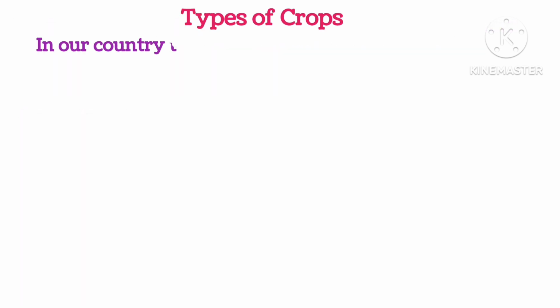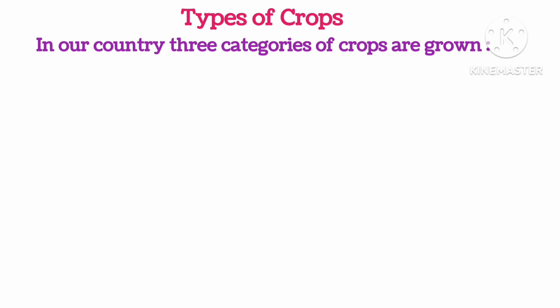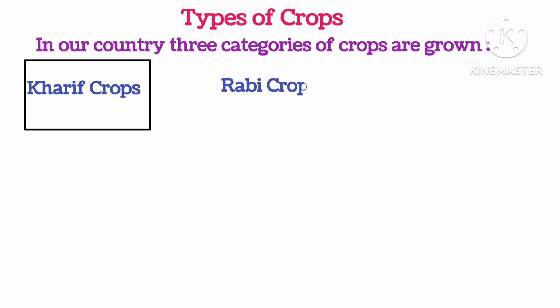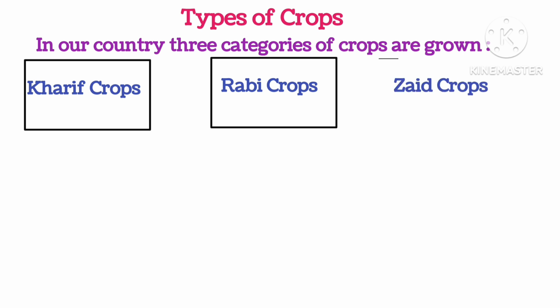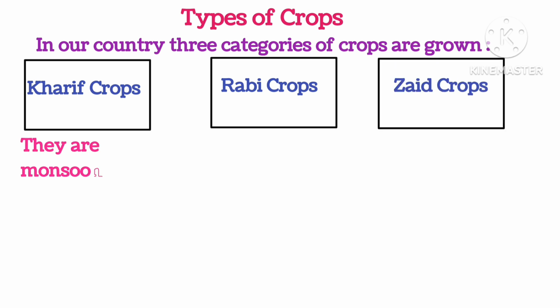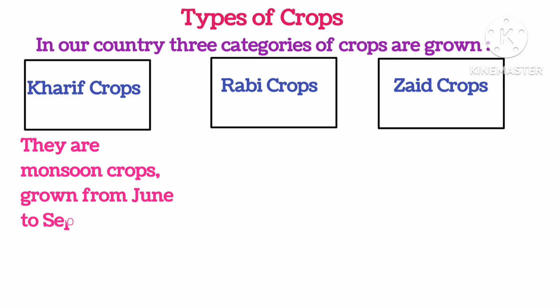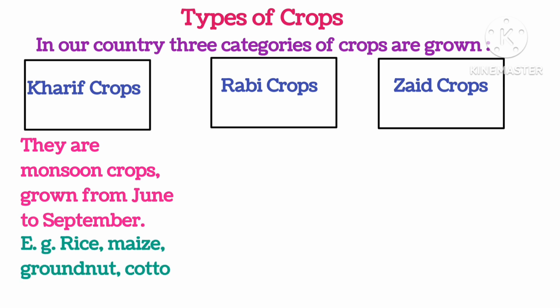Types of crops. In our country, 3 categories of crops are given: Kharif crops, Rabi crops, and Zaid crops. Kharif crops are monsoon crops grown from June to September. Examples are rice, maize, groundnut, cotton, etc.